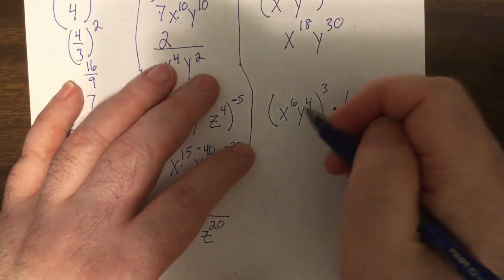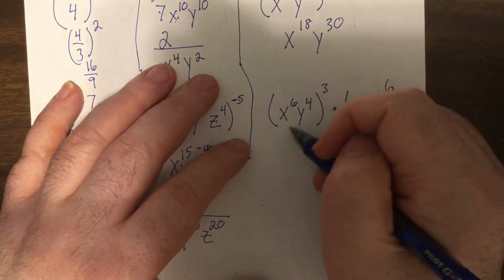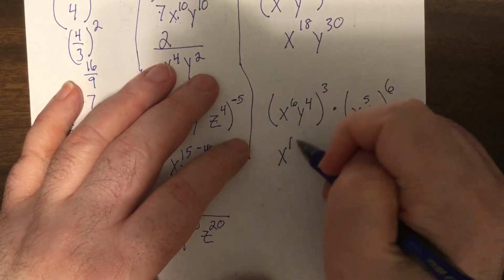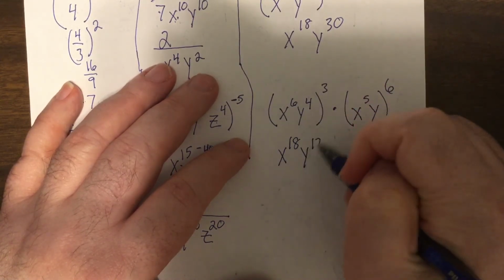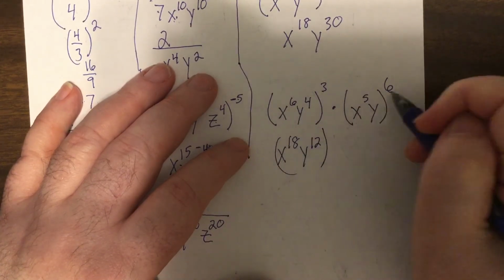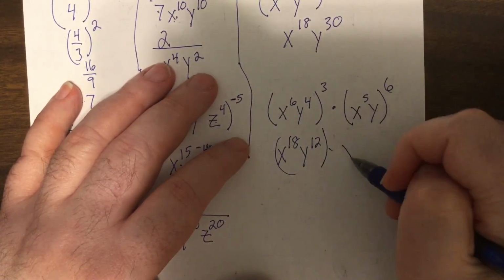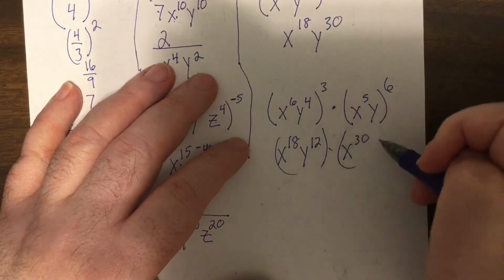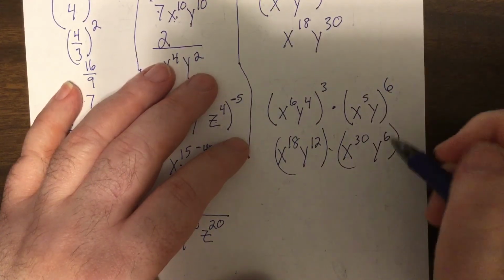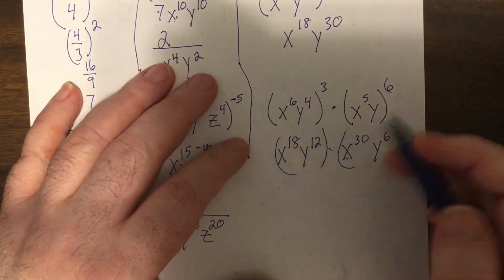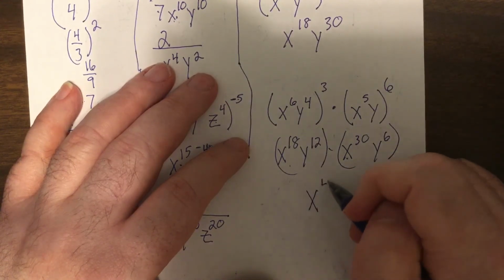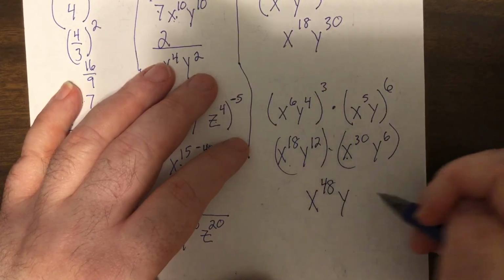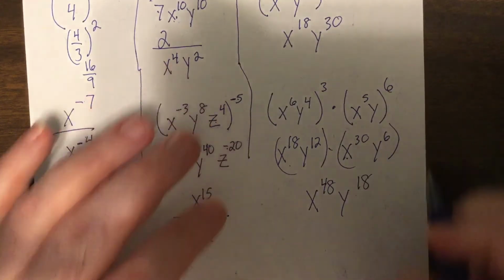Okay, this one. Raise power to power, blah, blah, blah. So it'd be x to the 18th, y to the 12th. Again, got to raise it to the power, so it's x to the 30th, y to the 6th. And when you multiply two things, same base, you add. So it's x to the 48, y to the 18th.